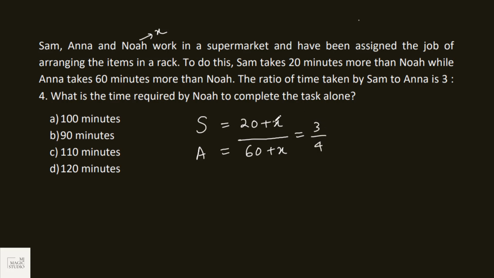We can solve this and we can find the value of x. 80 plus 4x equals 180 plus 3x. That means x is 180 minus 80, that is 100 minutes. Noah is taking 100 minutes. Now what is the question? What is the time required by Noah to complete the task alone? He will take 100 minutes. Option A is the pick.